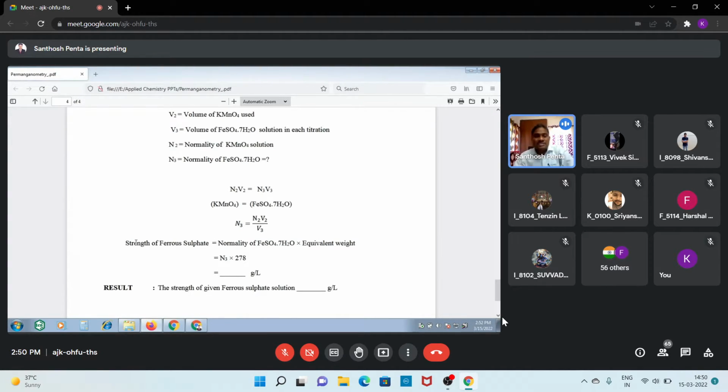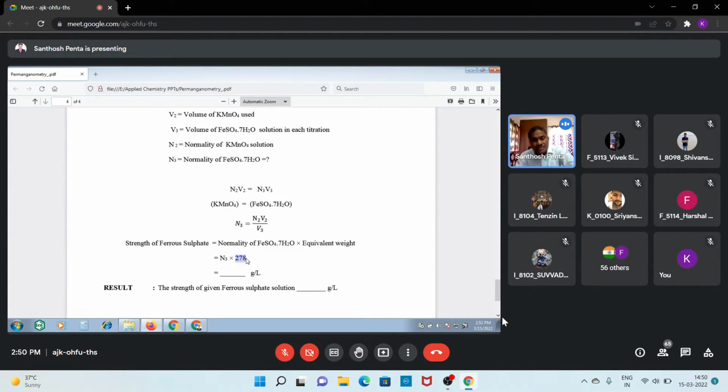Then you calculate the strength. How do we calculate the strength? Strength is equal to normality multiplied by equivalent weight. The equivalent weight of hydrated ferrous sulfate is 278; its molecular weight is 278.